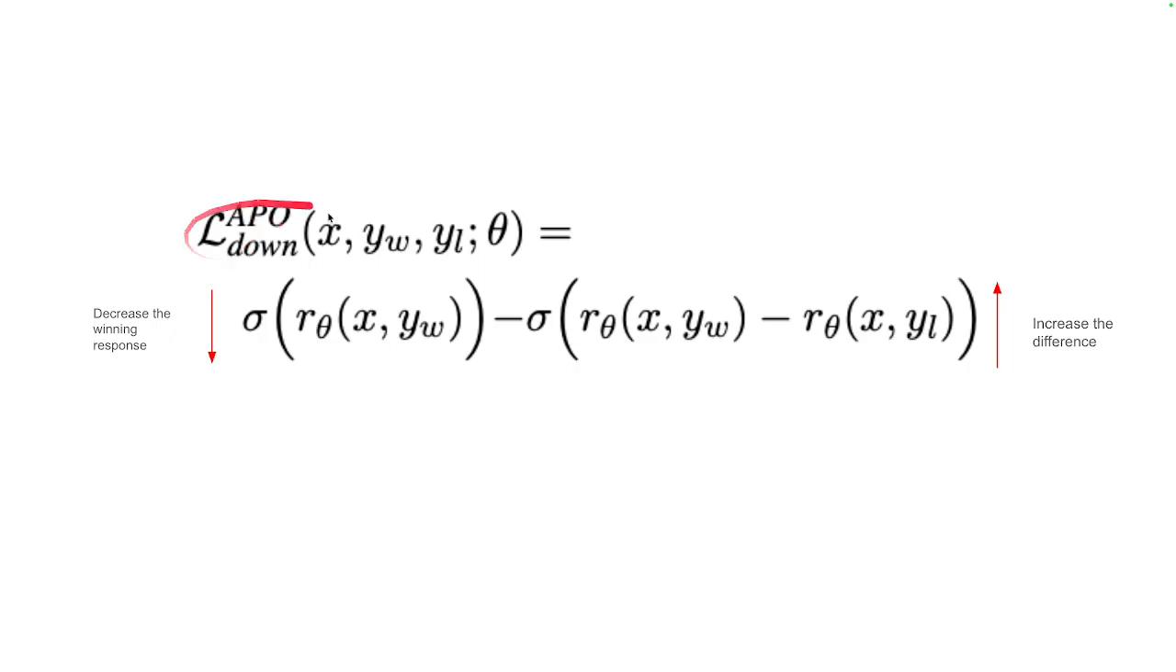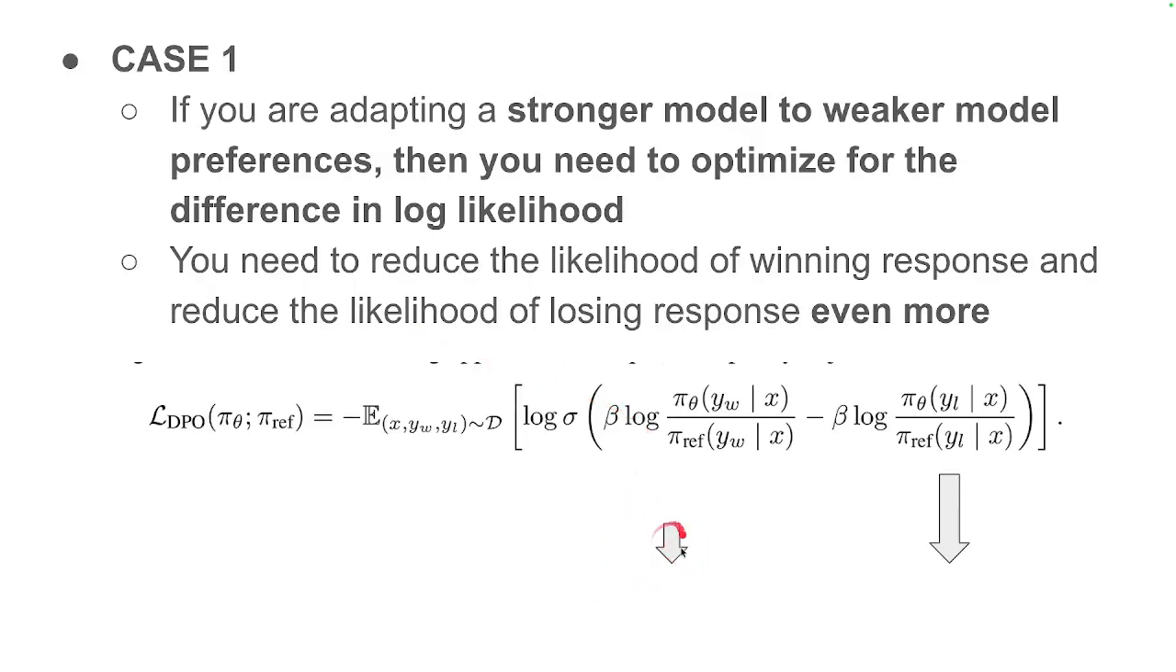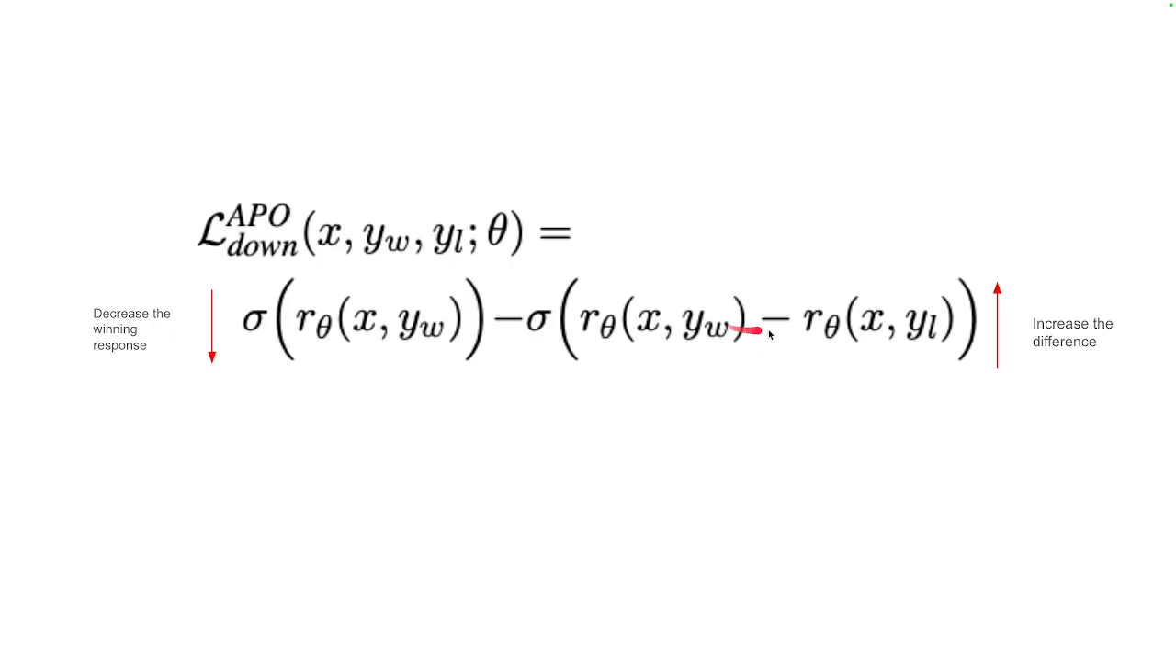The loss function that APO provides is APO-down. In machine learning we try to reduce the loss, so if you are reducing the loss, it means you want to reduce this one. As I said, you want to decrease the likelihood of the winning response from your stronger model. You don't want your stronger model to produce outputs from the weaker model, even if it's winning. You want to decrease by some amount, and you also want to amplify the difference between the winning and the losing. So you want to increase this difference, which means the losing response likelihood should be really, really low, which is shown here. So APO-down is very helpful if you are aligning a stronger model with a weaker model's preferences, and you don't want the stronger model to imitate the weaker model.